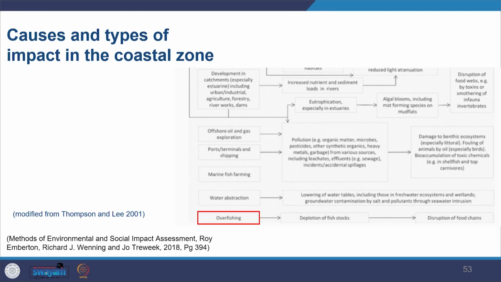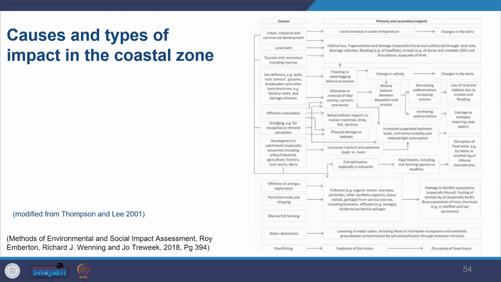And then you will also notice that some of the causes are overfishing, like all the industries we talked about in the environmental status time. That also leads to depletion of fish stock and disruption of the food chain. So these are different kinds of impacts which you see from different sources.